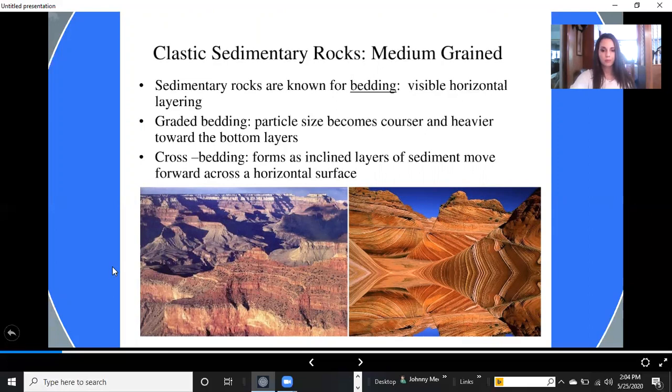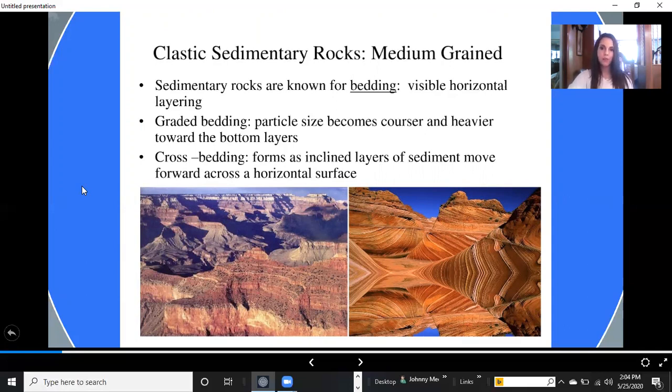So if you look here, this is a picture of the Grand Canyon on the left side. I had the privilege of visiting the Grand Canyon a couple of summers ago, and it really does look this way. You do have these banded layers, and they do become coarser and heavier as you go towards the bottom. So if you're hiking down, you can see that.